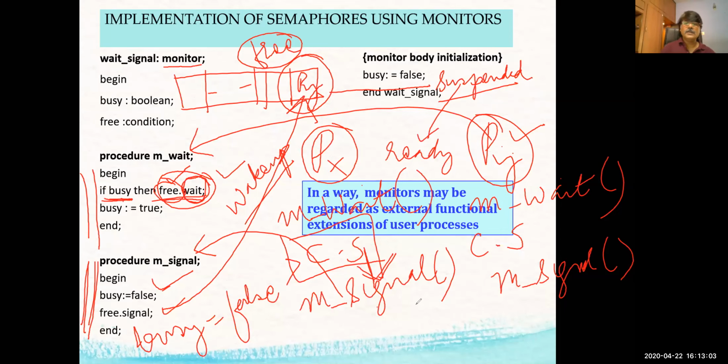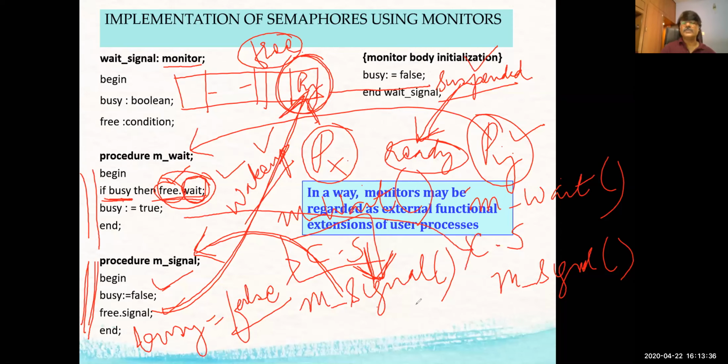So what happens? Process X finishes working in the critical section. It will invoke the function called msignal. After the msignal function is executed, busy will become equal to false, and a wake up signal is sent to process Y. Process Y was in the suspended state. When the wake up signal is sent to process Y by the msignal function, process Y will come from the suspended state to the ready state. When it comes to the ready state, it will come out of the mwait function. It will enter the critical section.